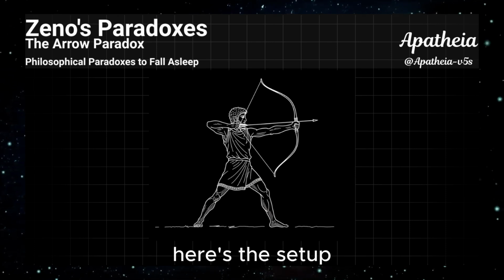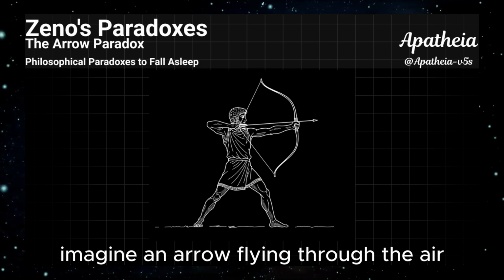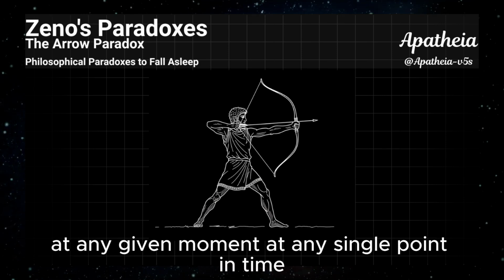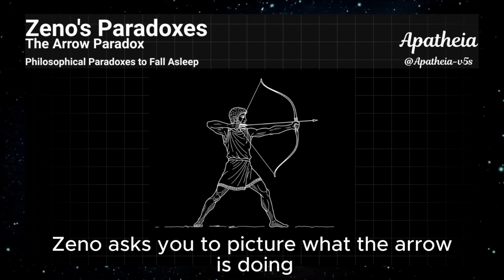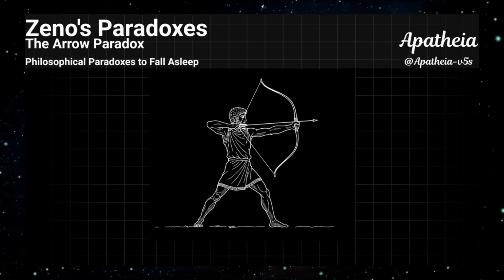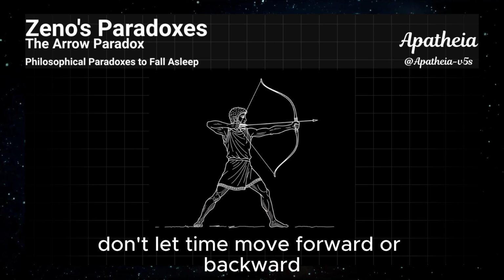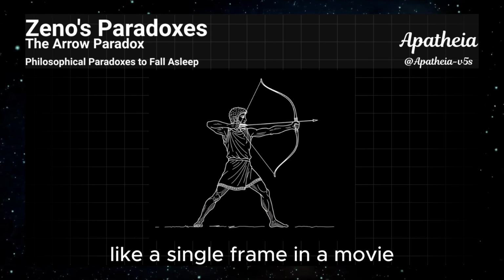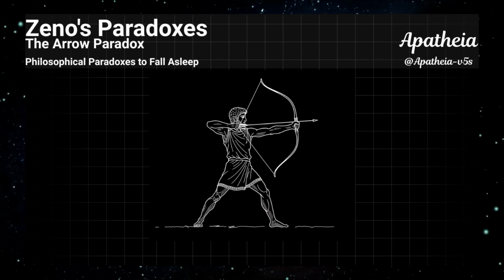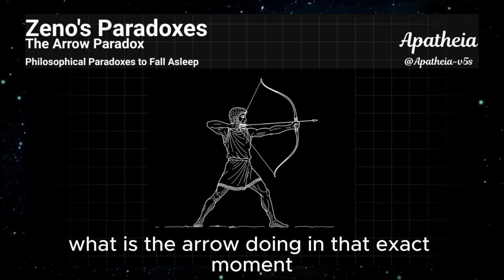Here's the setup. Imagine an arrow flying through the air. At any given moment, at any single point in time, Zeno asks you to picture what the arrow is doing. He says, freeze that moment. Don't let time move forward or backward. Just hold that instant still, like a single frame in a movie. What is the arrow doing in that exact moment?